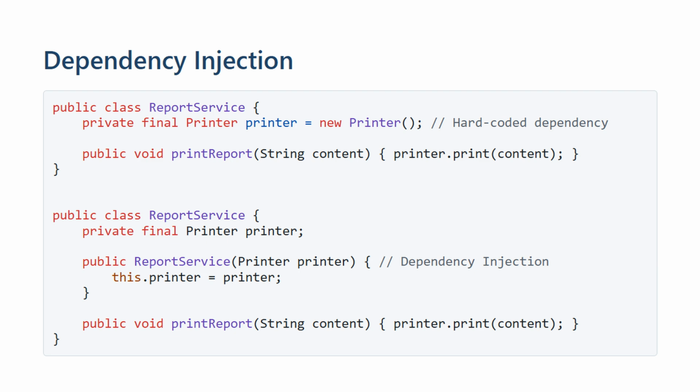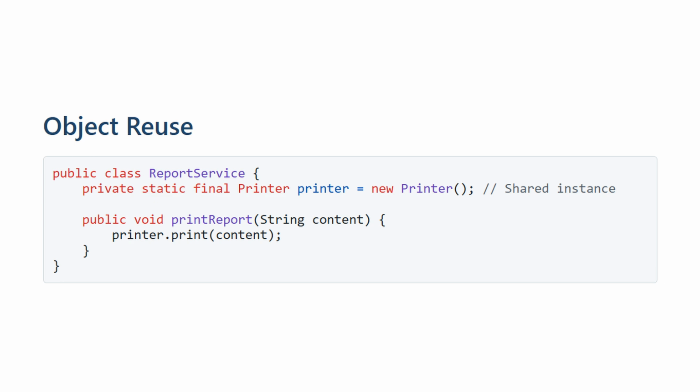Instead of manually creating objects and passing them around, Spring uses configuration and annotations to inject the right dependencies at runtime. But the principle is the same. Classes don't create their own dependencies, they receive them.